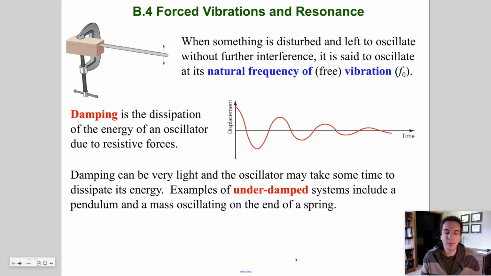Examples of underdamped systems include a pendulum and a mass oscillating at the end of a spring. So if you have a pendulum, like the ones we work with in the lab in, again, physics 20, going back and forth, it takes a while for it to stop. So you would call that underdamped.